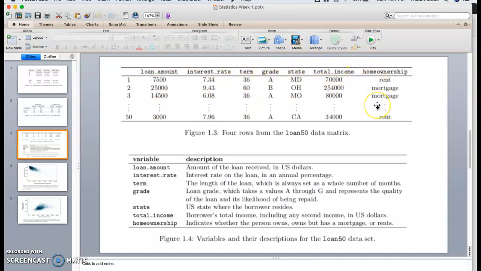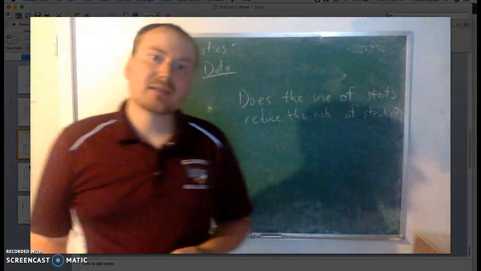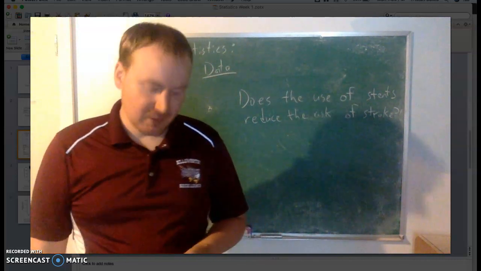So we collect data on a bunch of different things. Here, as I mentioned before, we have the loan amount, the interest rate, the term, and so on. And down here it gives a little description of each of those variables. So when we're collecting data, it's always important to keep it separate, right? Keep your variables separate. Make sure that you're collecting the data you want.